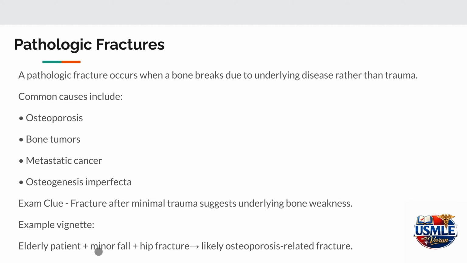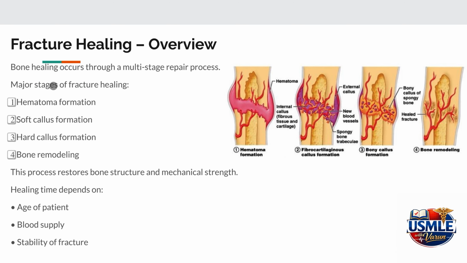For example, an elderly patient who develops a hip fracture after a minor fall is very likely to have an osteoporosis related fracture. So recognizing these clues helps us identify that the fracture is secondary to an underlying bone disease rather than a purely traumatic injury. Now let's discuss how bones heal after a fracture. Bone healing is a complex biological process that occurs in several stages. These stages gradually restore both the structure and the strength of the bone.